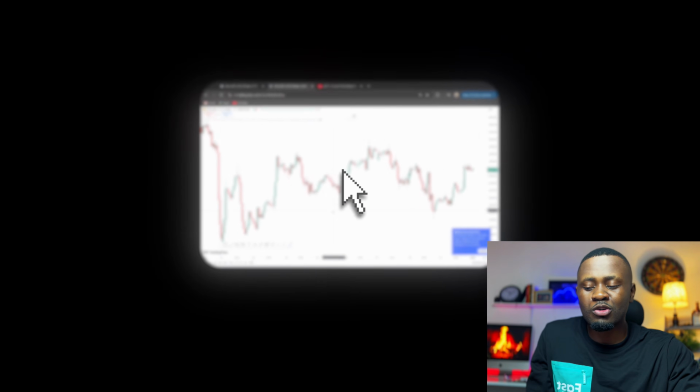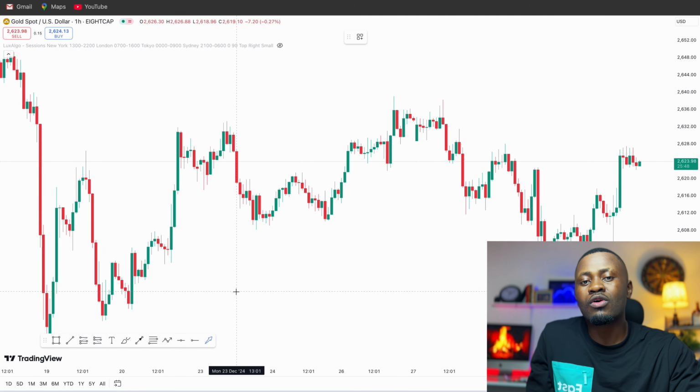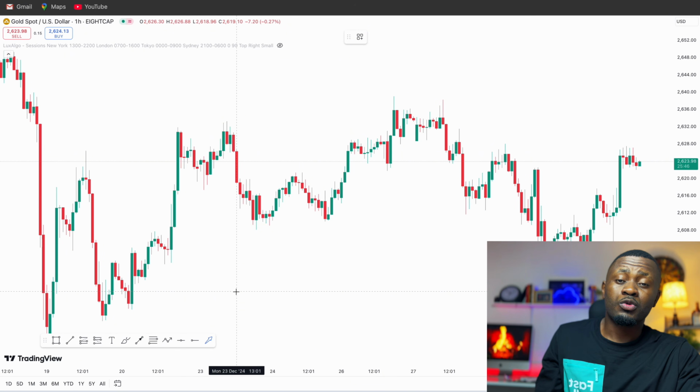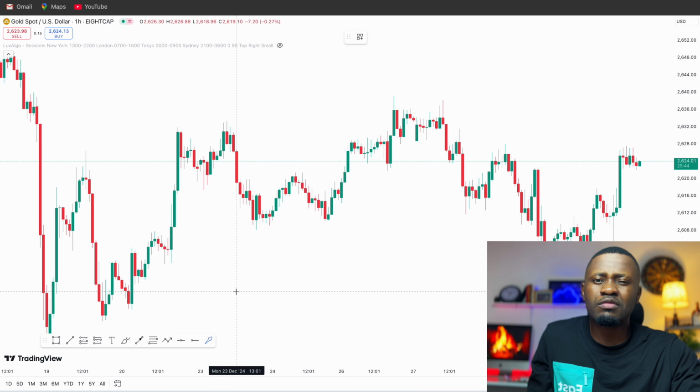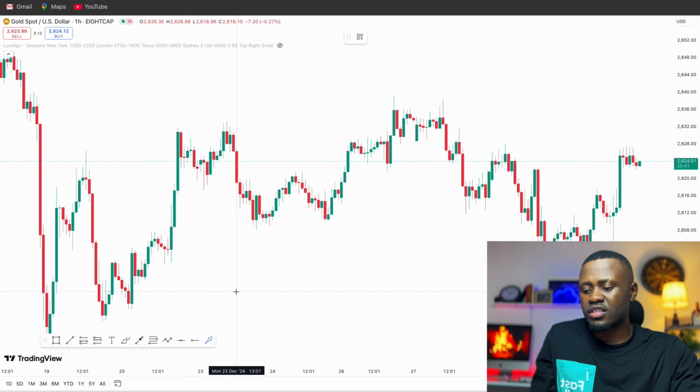Now, this strategy works on any forex pair and mostly the 1 hour candle. So when you open your chart, guys, I want you to always look out for momentum in the market. Remember, we always want to catch trades of momentum. We never want to trade when there is no momentum. So this is what I mean.